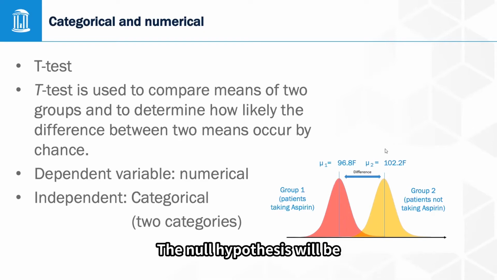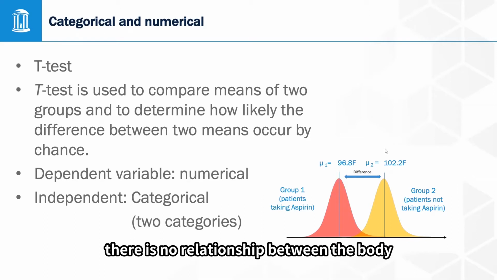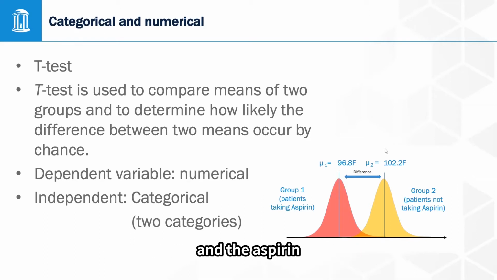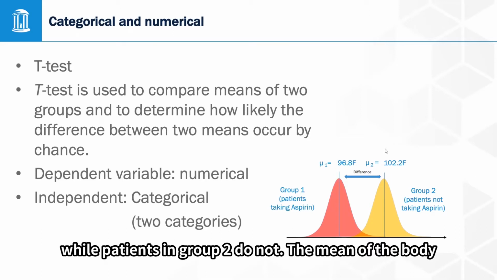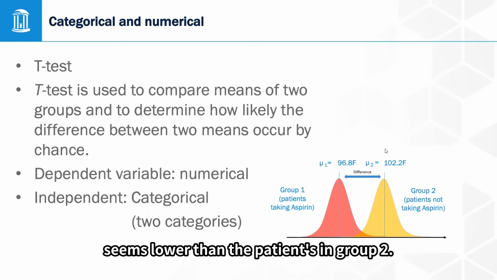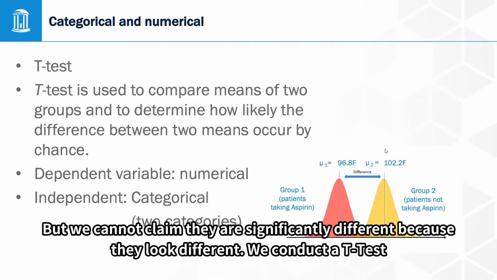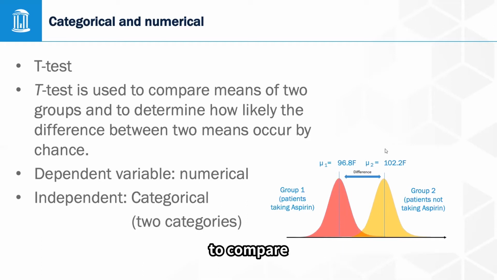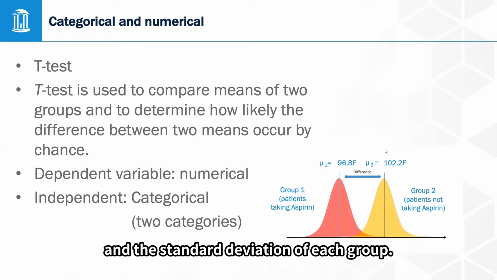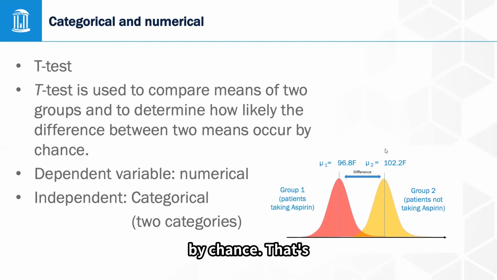The null hypothesis will be that there's no relationship between the body temperature of your patients and taking aspirin. Patients in group 1 take aspirin while patients in group 2 do not. The mean body temperature of patients in group 1 seems lower than that of group 2, but we cannot claim that they're significantly different just because they look different. We conduct a t-test to compare two groups based on the mean and the standard deviation of each group and see if the difference happens by chance.